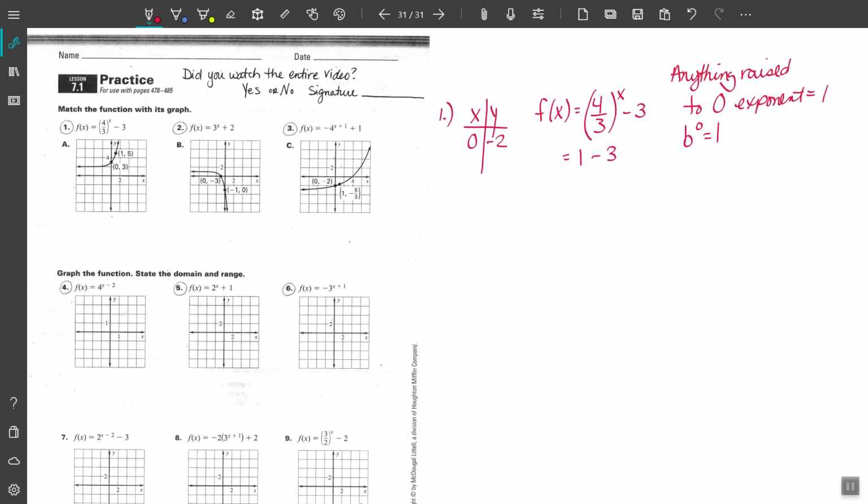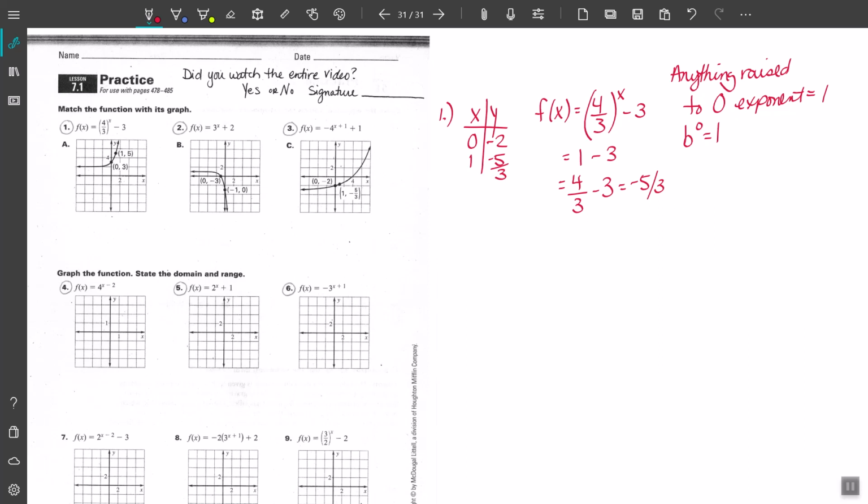The other exponent that is often easy to evaluate is 1. We know that any exponential expression raised to the first power is just that number itself. So if we do that, then we end up with 4/3 minus 3, which will give us -5/3.